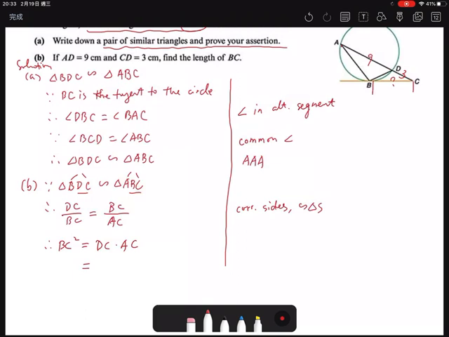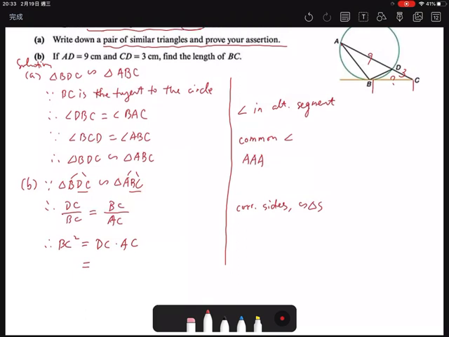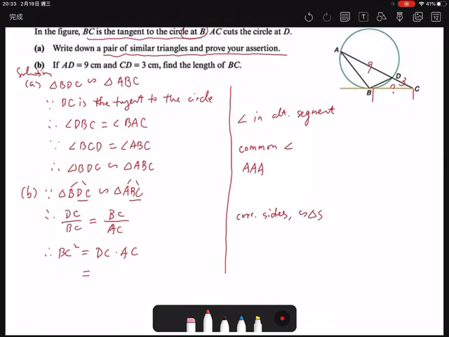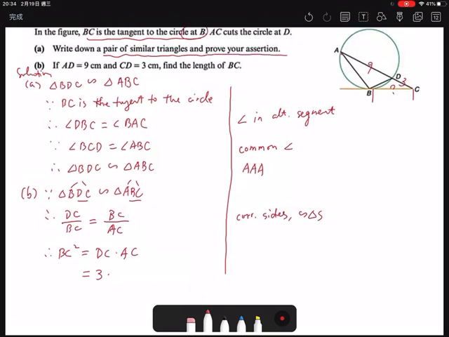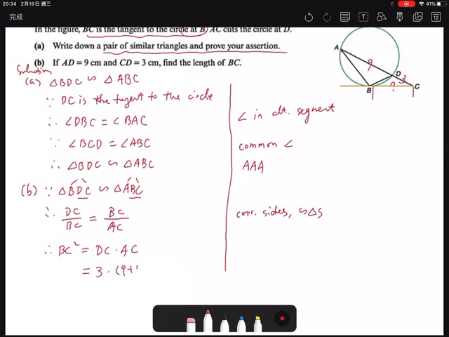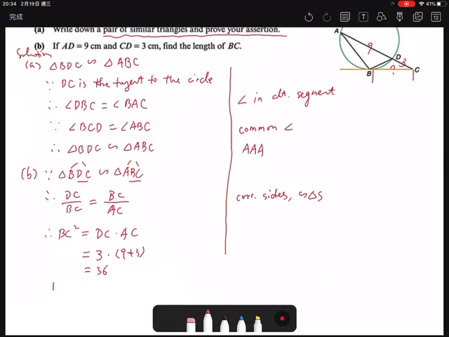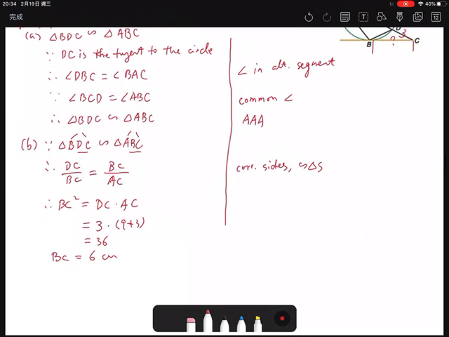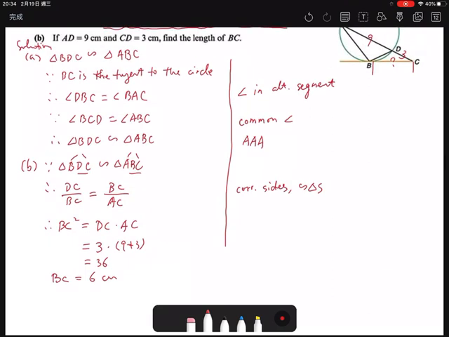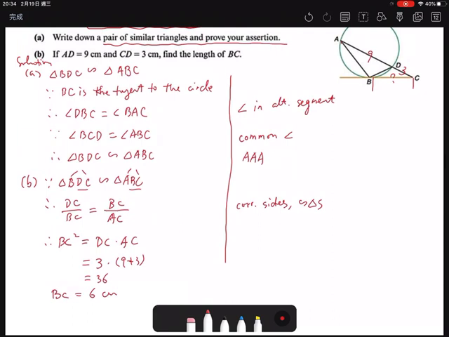Okay, times AC. So it means that here DC given is 3, and AC equals AD plus DC. So it will be 9 plus 3, and 9 plus 3 equals 36. So finally BC equals 6 cm. Okay, BC is 6 cm. So very simple. All right, so here I give you an extra knowledge.